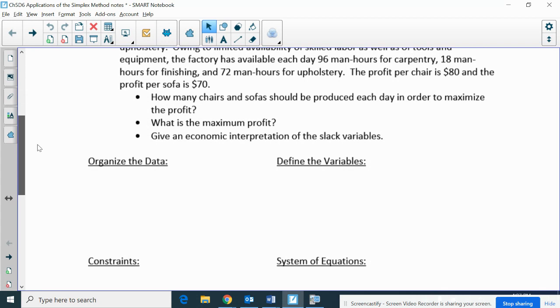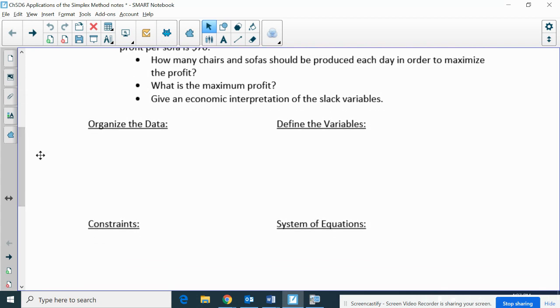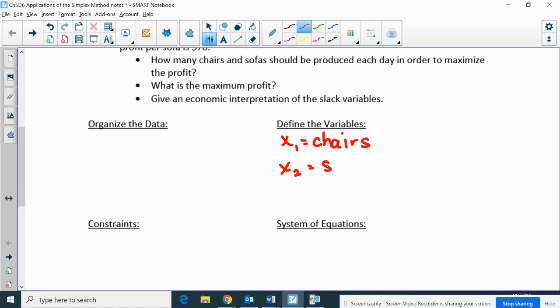So what we need to figure out is how many chairs and sofas should be produced each day in order to maximize the profit, what actually is the maximum profit, and we want to give an economic interpretation of our slack variables. So I am going to skip over the first section of organizing my data, and I'm going to come back to that. I'm going to start with defining my variables. So the two things that we are making are chairs and sofas. So I'm going to say x sub 1 is chairs, and x sub 2 is sofas.